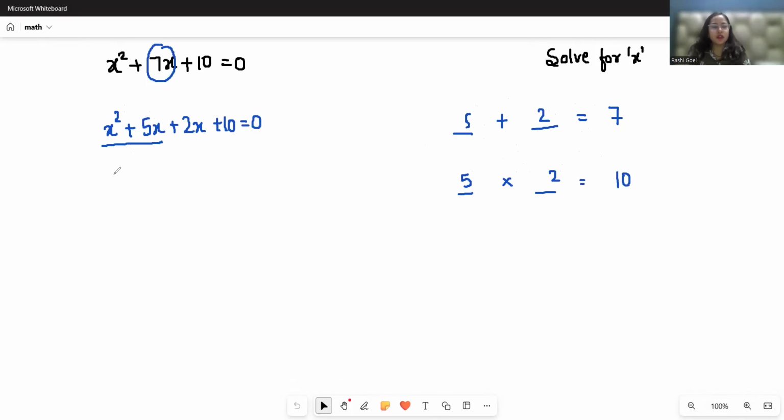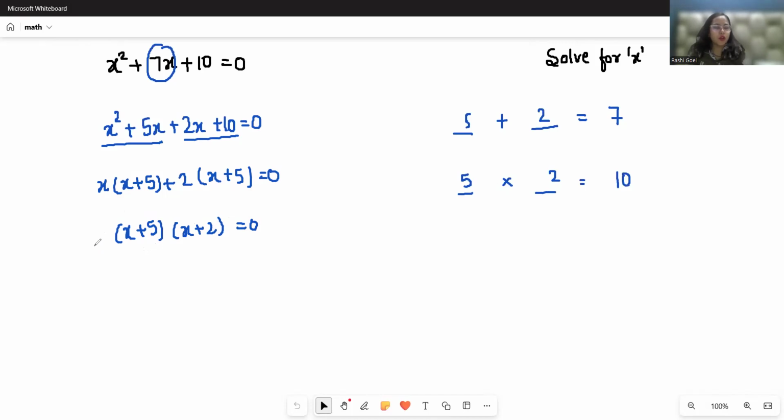Now from the first two terms, if I take x as common, then what is left? x plus 5. And from the next two terms, if I take 2 as common, x plus 5 equals 0. Now the bracket x plus 5 is common. So what is left? x plus 2. So these are the two factors.